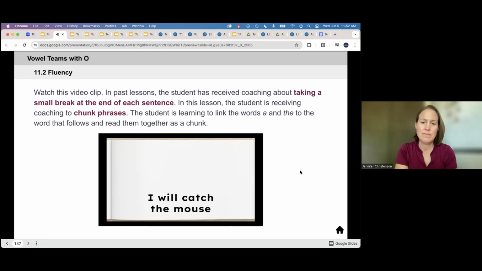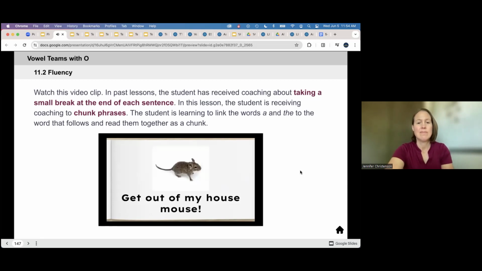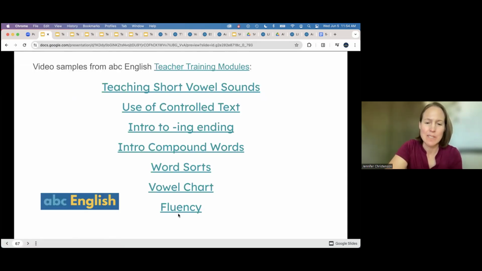Okay, read this one. I will catch the mouse. Good, okay, put these together, the mouse. The mouse. I will catch the mouse. Nice job. Get out of my house. Nice job. Okay, read that again. Get out of my house. Mouse. Good job. Okay, read the whole story. A mouse.